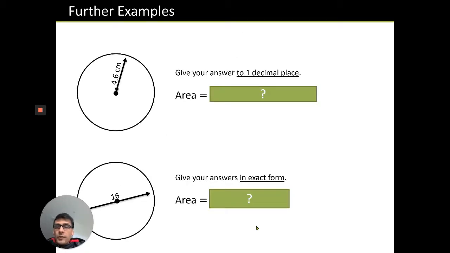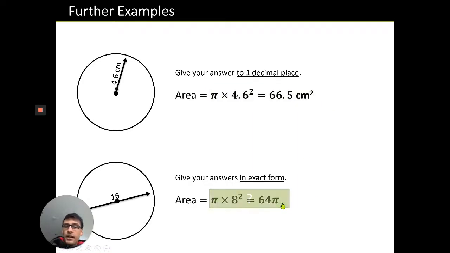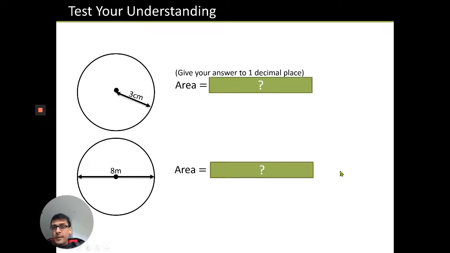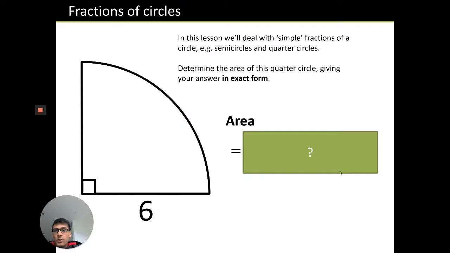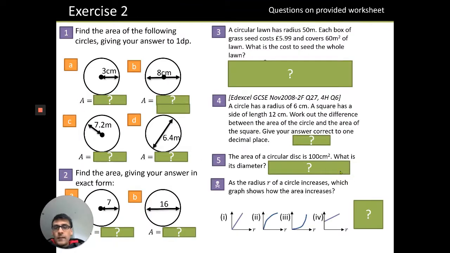A few more examples here. You can try these now and then continue the video in 2 seconds. Okay, so question 1, you should get 66.5, and question 2, 64 pi. Now, this exercise, just like the previous video, is not going to be compulsory. If you want to do some practice, you can do this exercise. I'll give you the PDF for this with the answers.